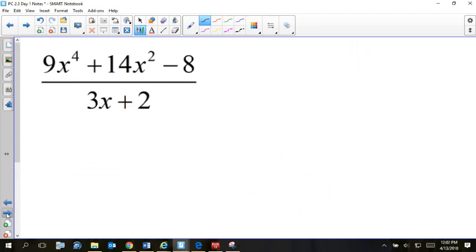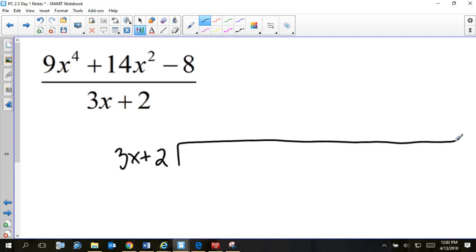Okay, let's do it again. This time, this has some things I haven't told you about yet. The first one didn't have it. So we're going to have 3x plus 2 dividing into 9x to the 4th. But when you do long division or synthetic, which is coming up next, if you are missing any terms from x to the 4th all the way down to the constant, you have to put those zeros in. You have to have those placeholders.